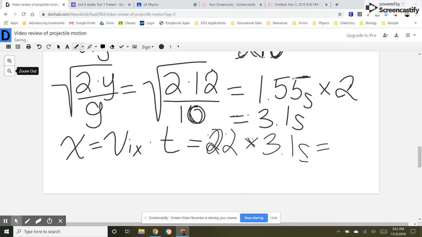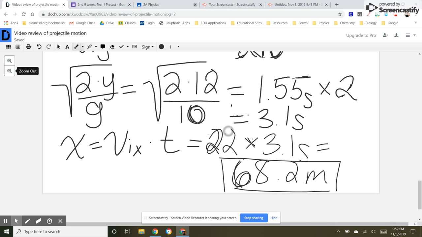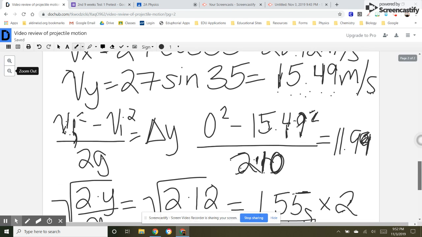So 68.2 meters. There we go. Okay. So our range was 68.2 meters. Our time was 3.1 seconds. Okay. And our max height was about 12.